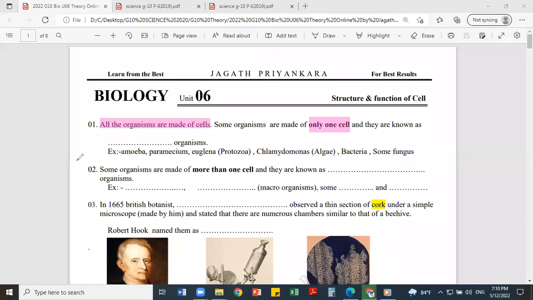Chlamydomonas is also unicellular, but that's an algae. The highlight is green. Actually, Chlamydomonas is an algae, photosynthetic. Bacteria are also unicellular. Bacteria, some fungus, they are all unicellular. These are unicellular organisms. A unicellular organism consists of only one cell.